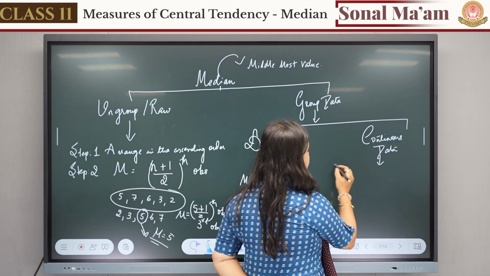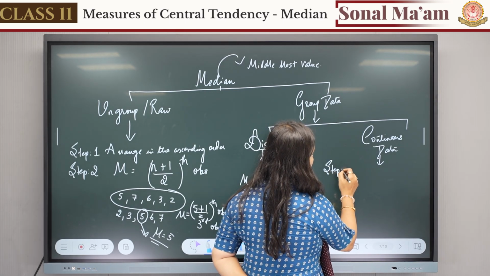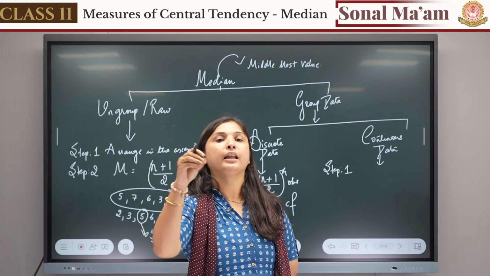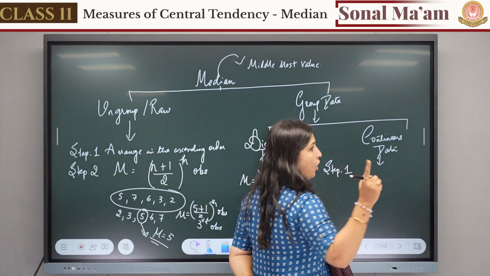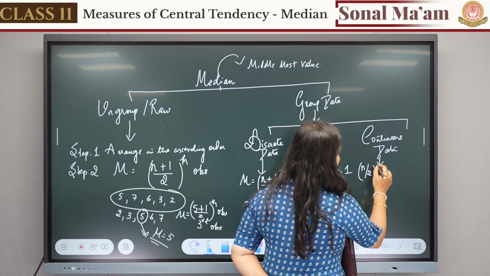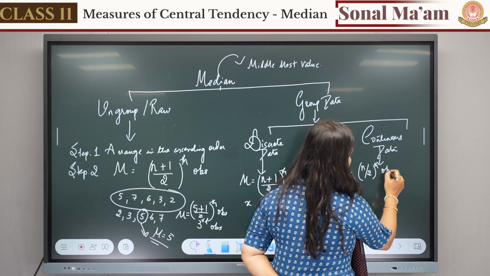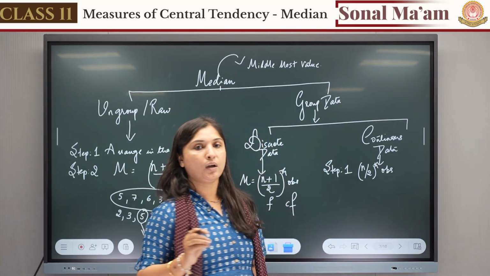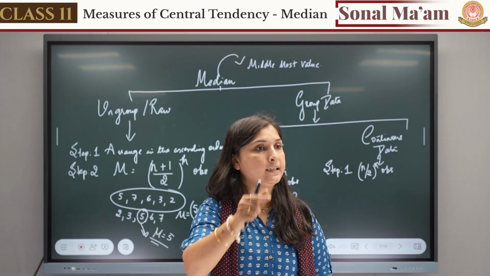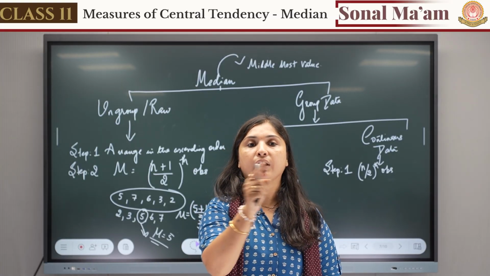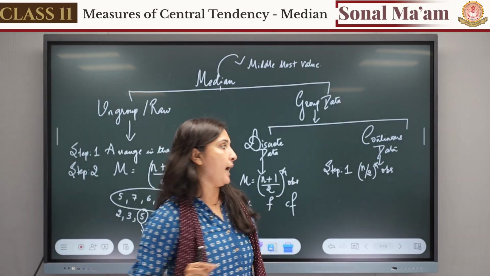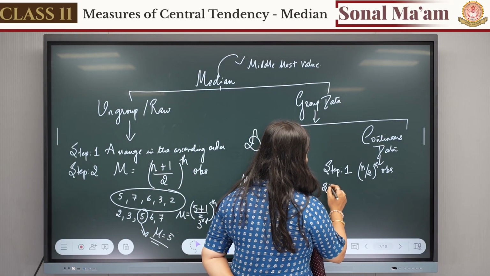So here we have again 2 steps. First step, I have to find the median class, and to find the median class I have to do not n plus 1, but n by 2th observation. When I do n by 2th observation, I will get one value. I have to check this value in the CF column, and then I have to find the median class. So first step is to find the median class, and then the second step, again formula.